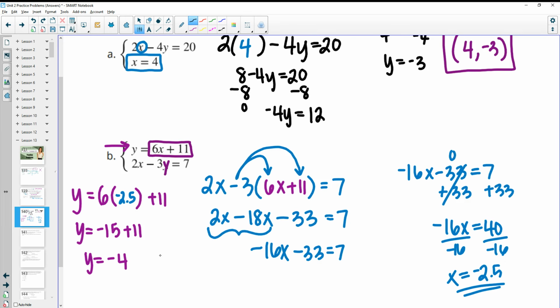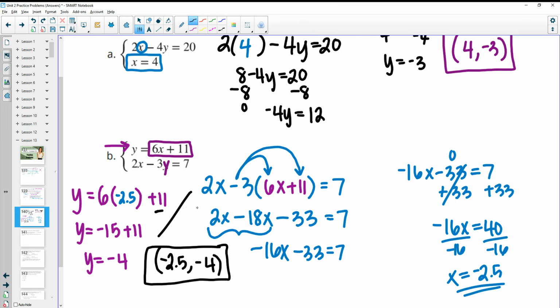And then we can just write our solution. Our x value is negative 2.5 and our y value is negative 4. Remember, we write it as an ordered pair because it's the place where these two lines are going to cross. It's the ordered pair where these two lines cross.